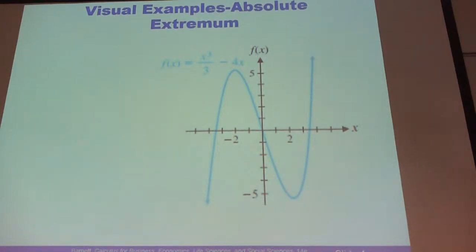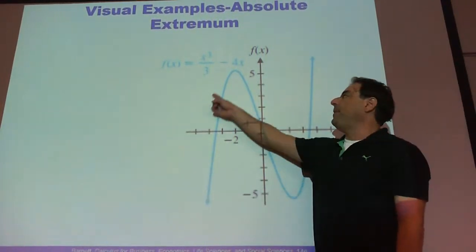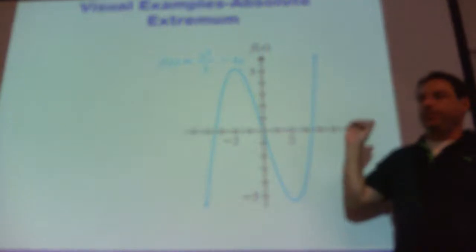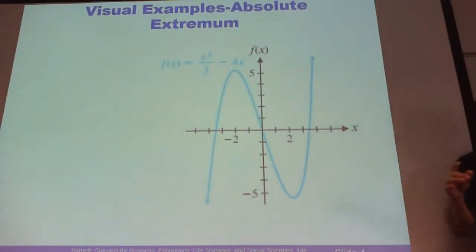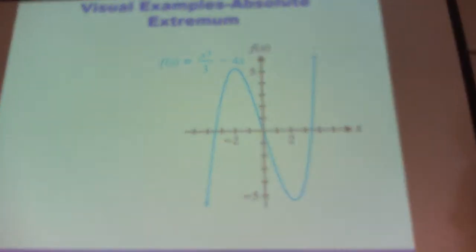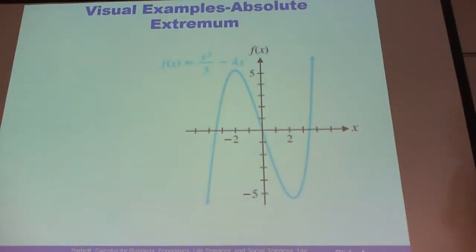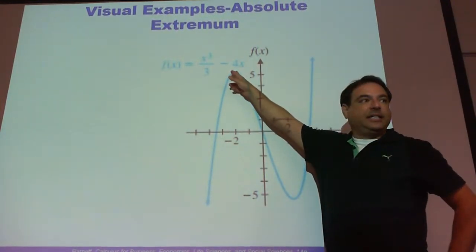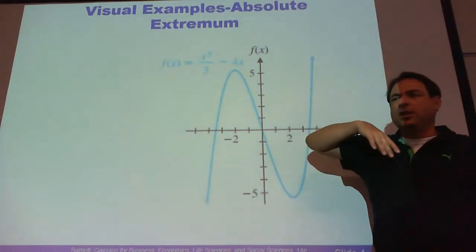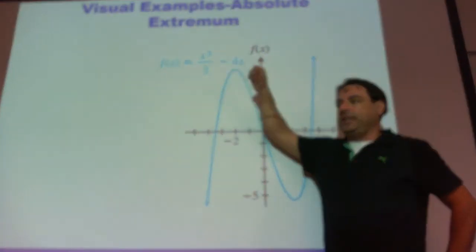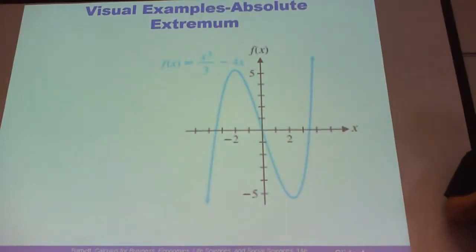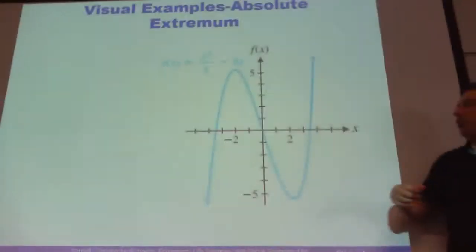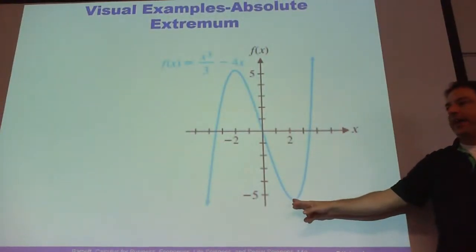If I look at the function x cubed over 3 minus 4x, notice the graph goes up, the graph goes down, the graph goes up. Okay? Do we have a local max? Where's the local max? About negative 2.5. Is everybody clear that that's a local max, just by looking at it? No work, just looking at the original, that's a local max. Okay? Do we have a local min? Where's the local min? 2, negative 5.